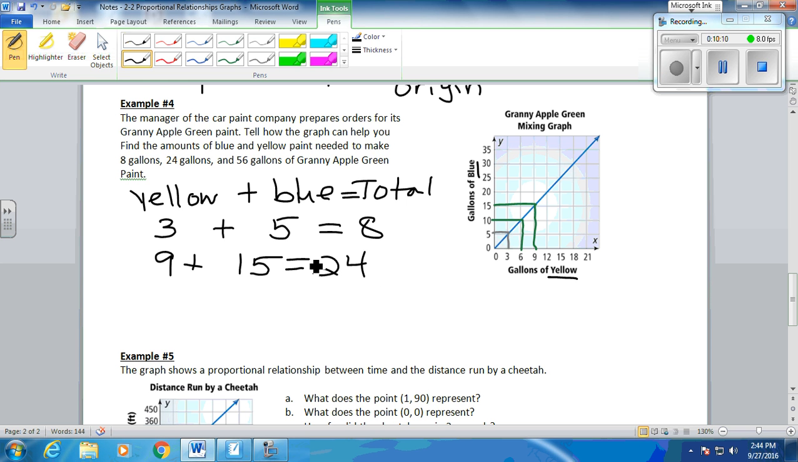So the ratio would be 3 to 5 for the blue, yellow to blue. 3 to 5 would give me 8 total. 9 to 15 would give me 24. And then now I'm looking for what to what will give me 56.